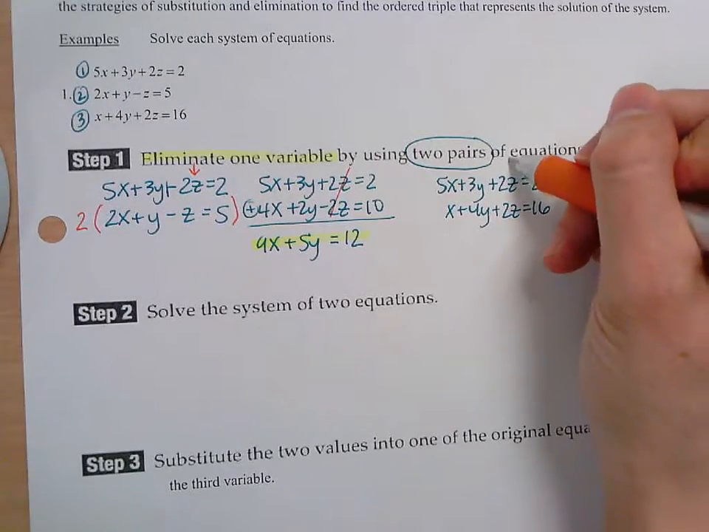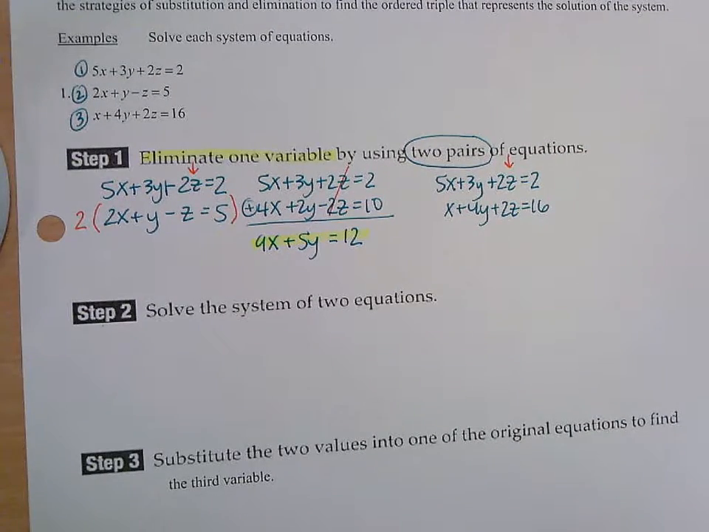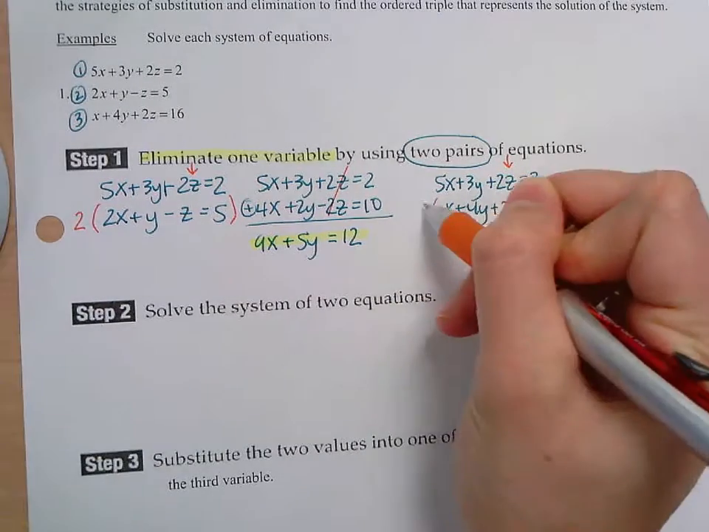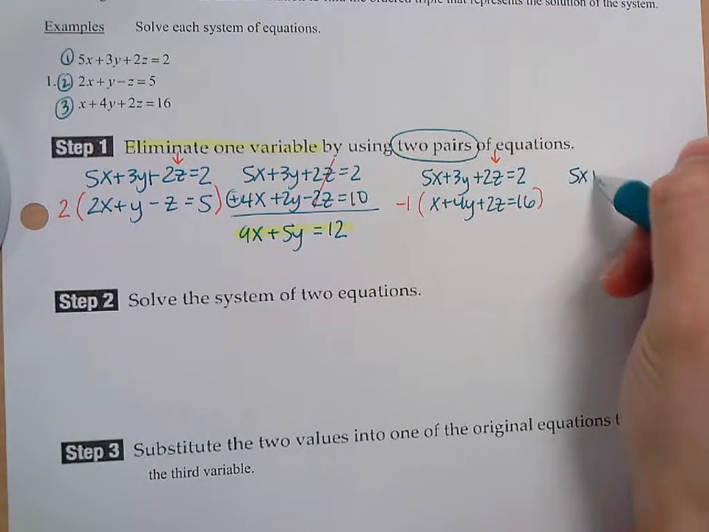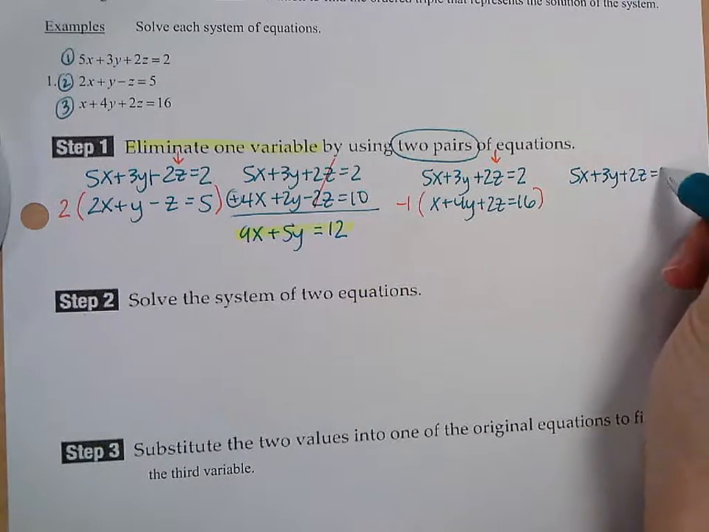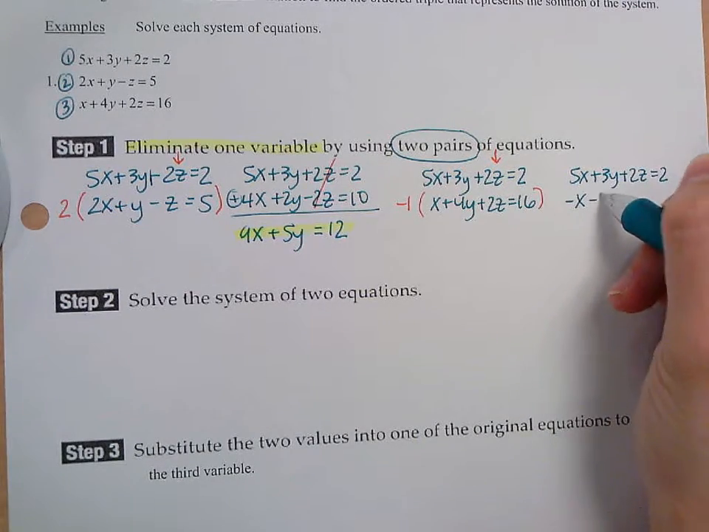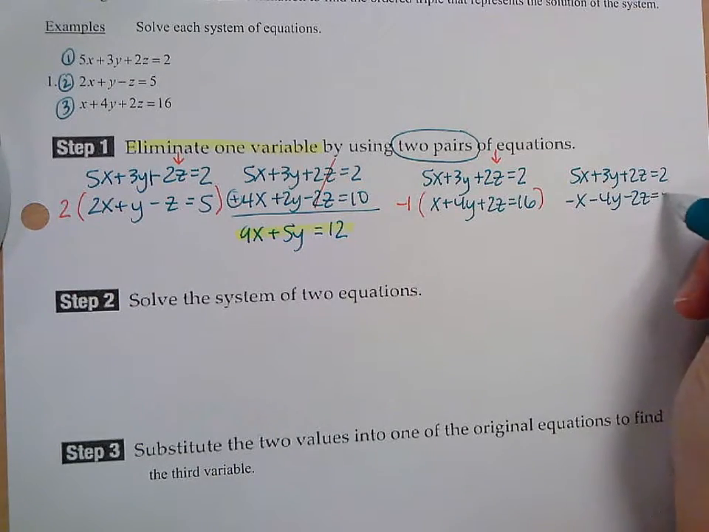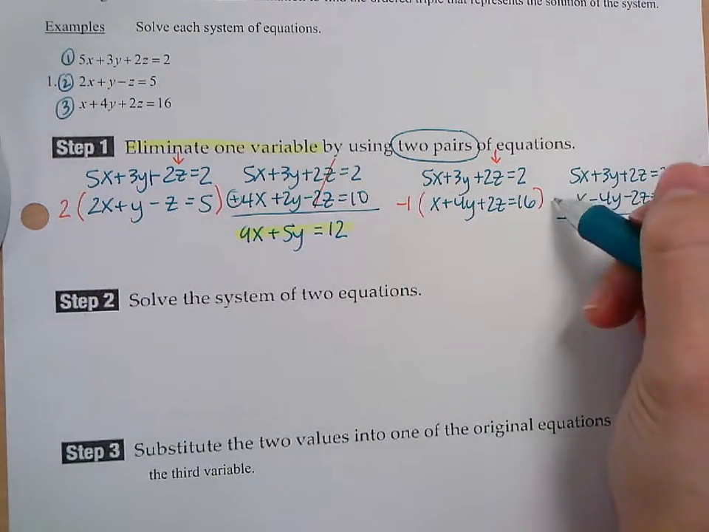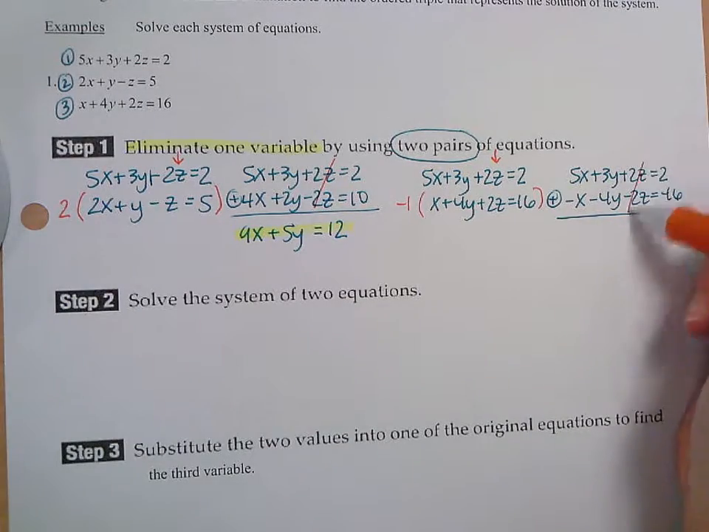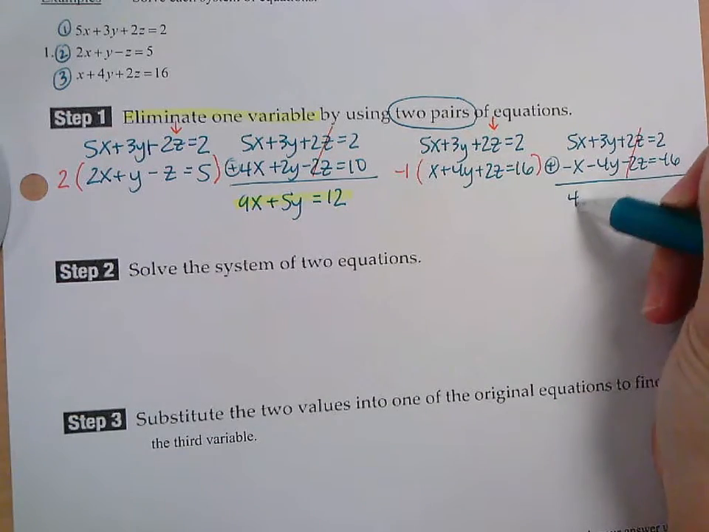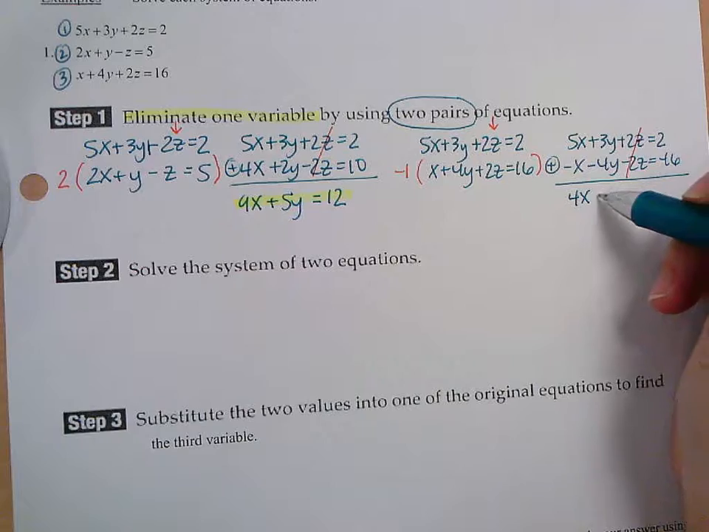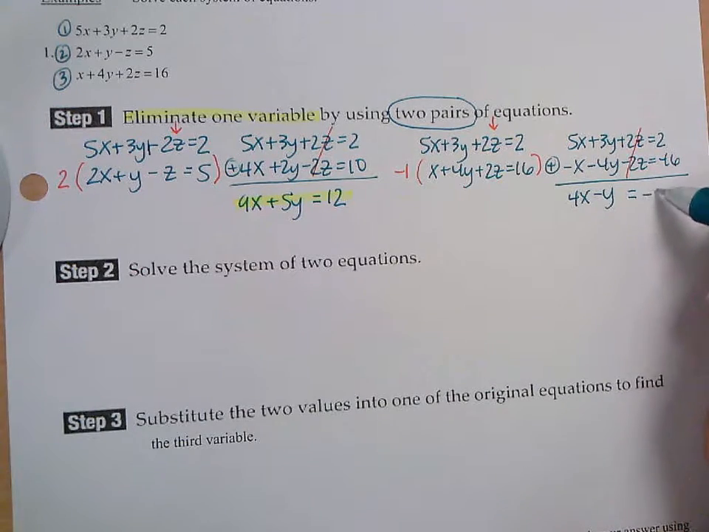And so I have to eliminate z again. I could just subtract the equations to eliminate z, but I'm going to multiply the second equation by negative 1 to eliminate it. So my bottom equation would be negative x minus 4y minus 2z equals negative 16. Okay, so my z's eliminate. And then if I add everything else, I'll have 4x, a negative 1y, so minus y equals negative 14.